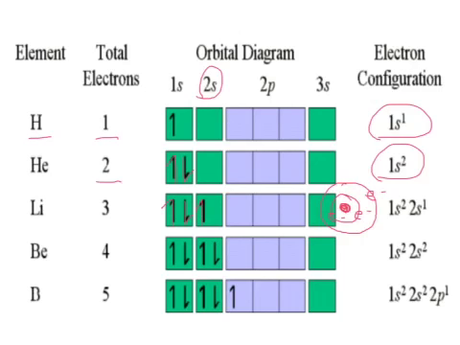Okay, beryllium has 4, so I put in 1, 2, 3, 4. Boron has 5, 1, 2, 3, 4, 5. Notice that that 5th one goes into the next energy level, which is the 2p. So it would be 2p1.